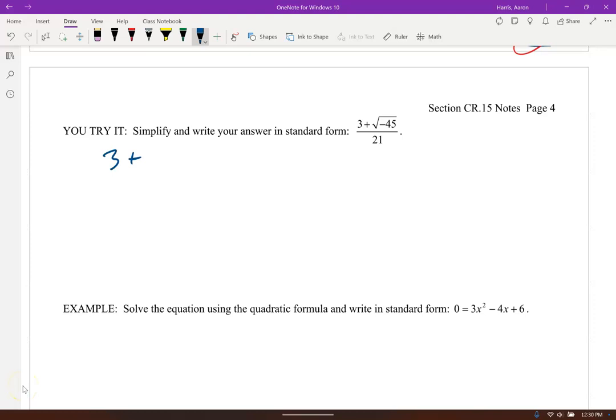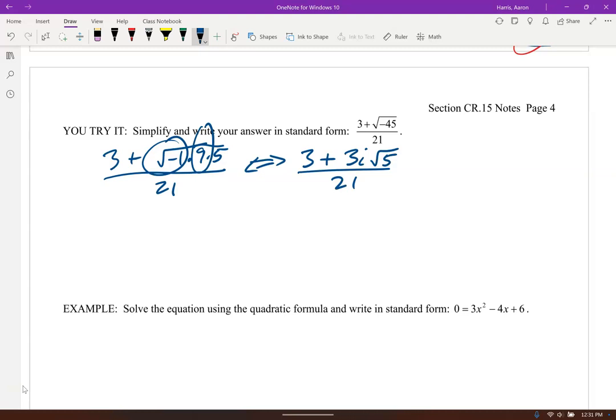3 plus squared, I'm going to break that down. Negative 1 and 9 and 5. This is all over 21. I know the square root of negative 1 is i, I know the square root of 9 is 3, and I'm just left with a 5 underneath. And then this is a common denominator, so 3 over 21 plus 3i root 5 over 21. So I got 1/7 plus, right, that's 1/7. This is another 1/7. i root 5 all over 7.